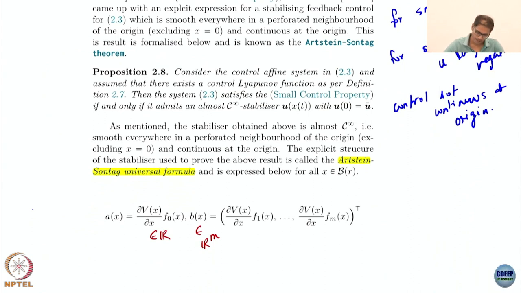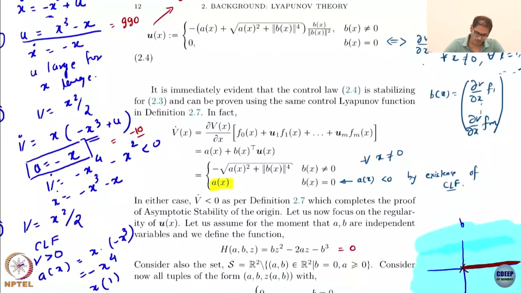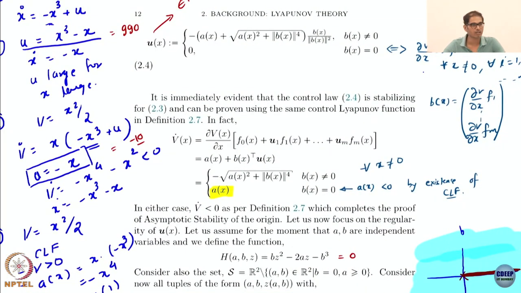All right. Anyway, so the key thing is you now have a formula for a universal controller which will work. I mean, it may look like a funny looking formula, but it works. Okay, it gives you a stabilizing controller. It is smooth everywhere, but at the origin where it is continuous. Okay, still pretty good, I would say.